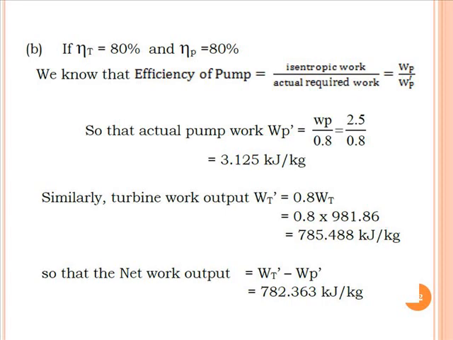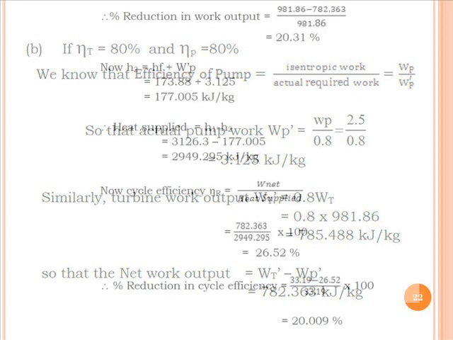In the same way, the turbine work available actually is 785.48 kilojoule per kilogram. So the net work available is WT dash minus WP dash, and that is 782.363 kilojoule per kilogram. So here the net work output reduction is around 20.31%.